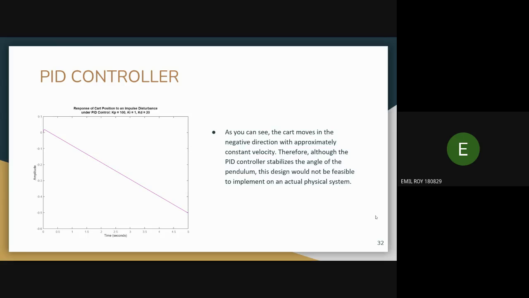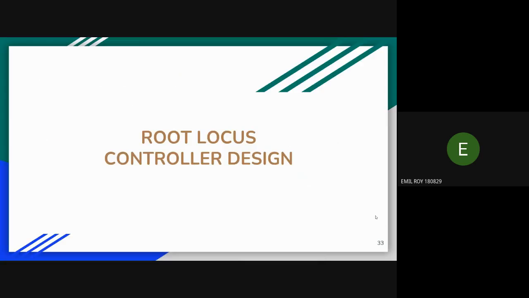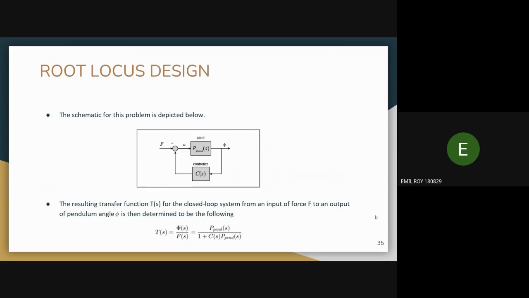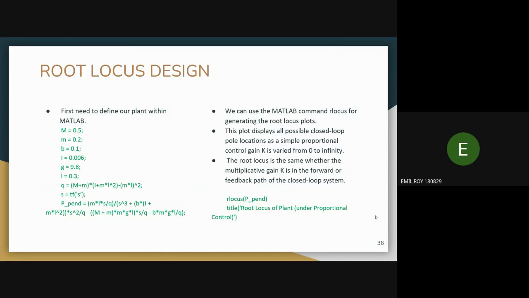One of the drawbacks of PID control is that we can't use it in an actual physical system. That's all about the PID controller. When we come to the root locus, next slide. When we come to the root locus controller design, there is one task that is needed: when we control the system using root locus, the root locus will be given the transfer function. Next slide.